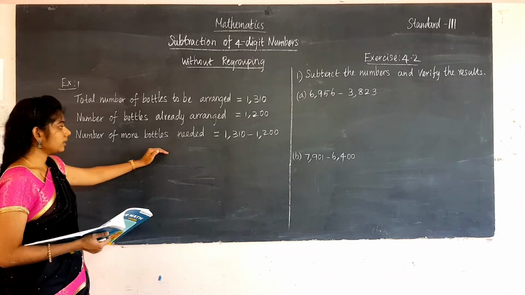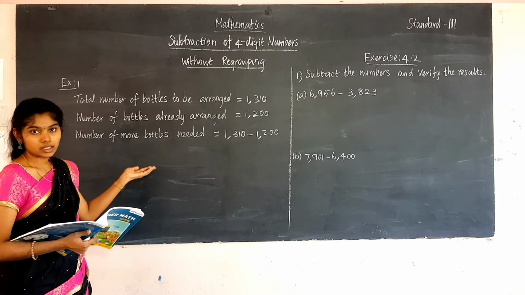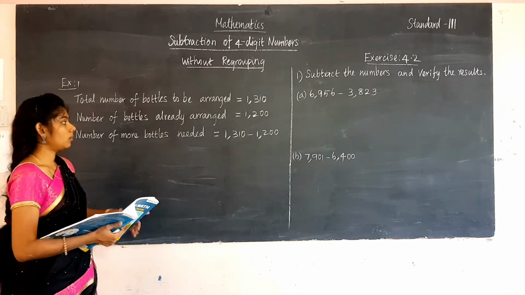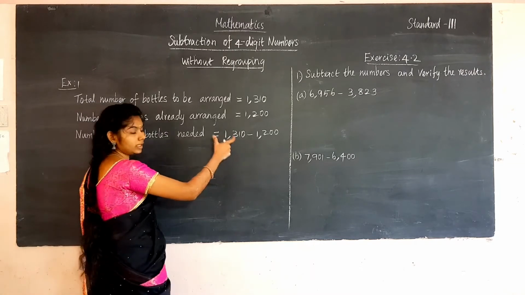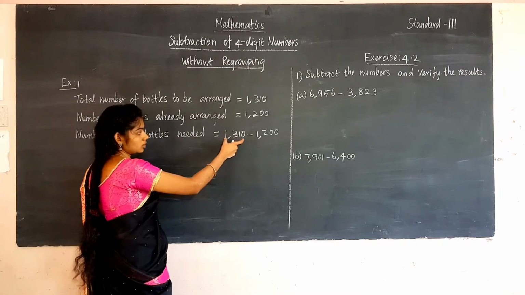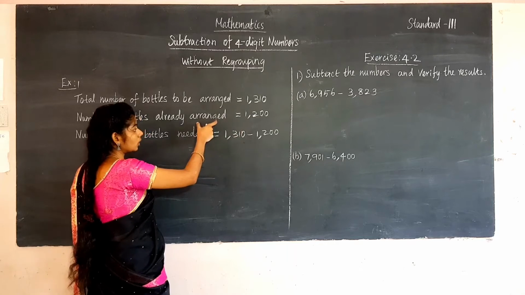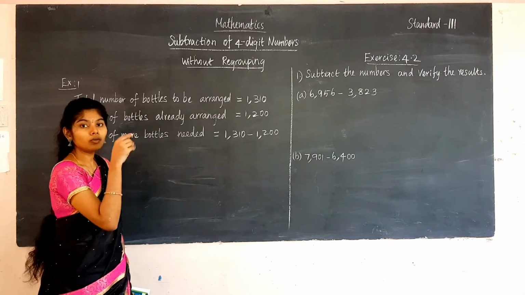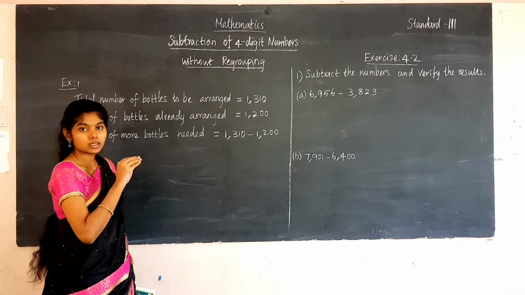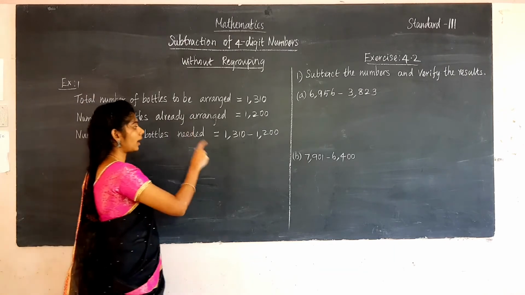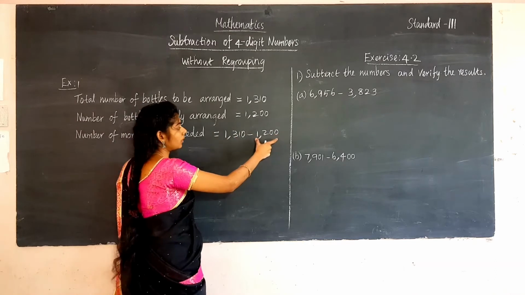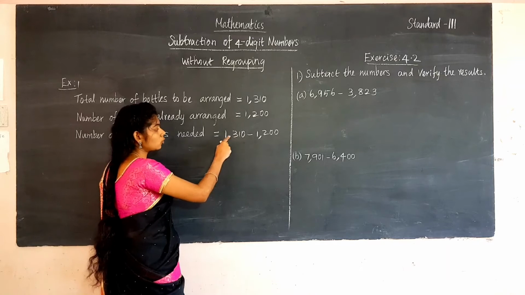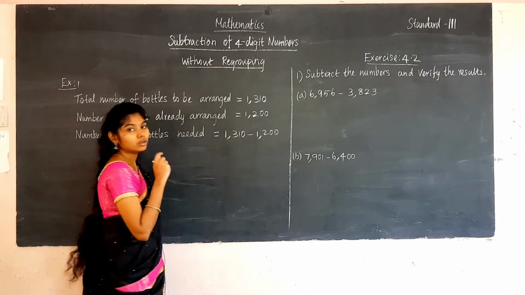To find that, what did we do in the last class for 3-digit numbers? The same thing, we are going to subtract. The total number we need to arrange is 1310. Here we are going to subtract the number that we have already arranged. Then only we will know how many more, how many extra we need to arrange. To find that, we subtract 1200 from the total number to be arranged, 1310.